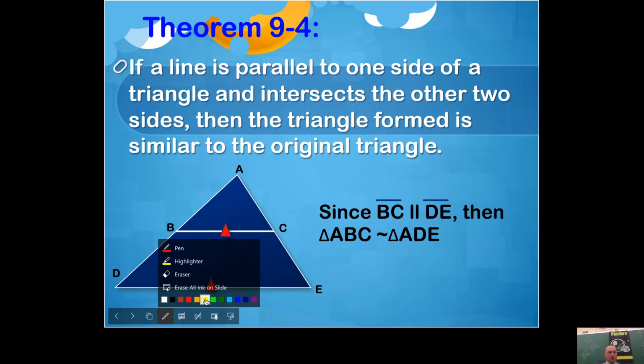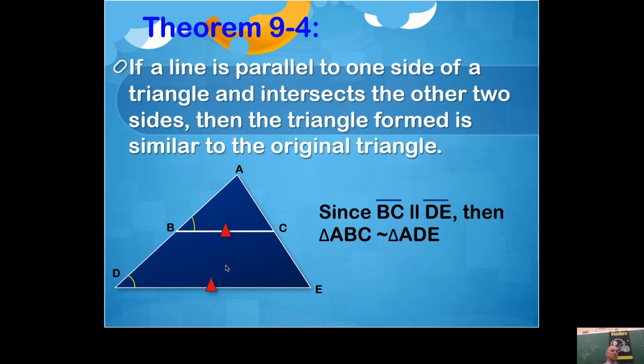Here's the reason. When you have parallel segments or lines, you're going to get congruent angles. These angles are corresponding angles. Since the lines are parallel, they're congruent. Likewise, these ones are as well. Now, this angle A is actually the same angle for both triangles. So these are definitely similar triangles by angle.